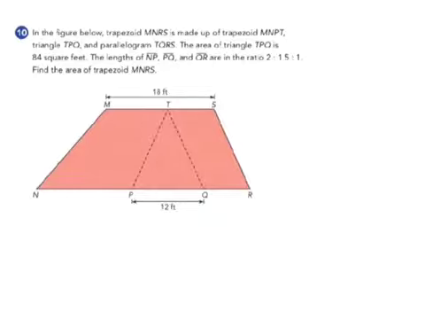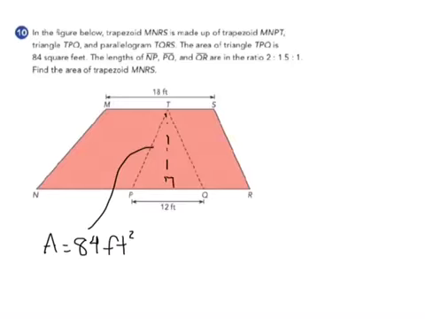In the figure below, trapezoid MNRS is made up of trapezoid MNPT, triangle TPQ, and parallelogram TQRS. The area of the triangle TPQ, so that's this triangle right here in the middle, that area is 84 square feet. So we don't know the height of that triangle, but that seems to me like it might be important. So let's figure that out.